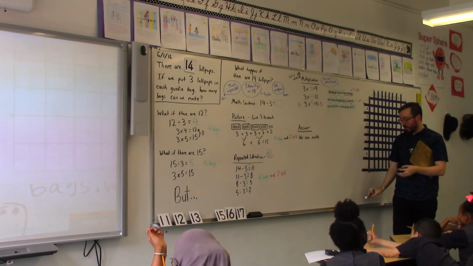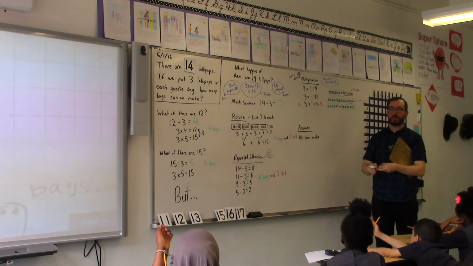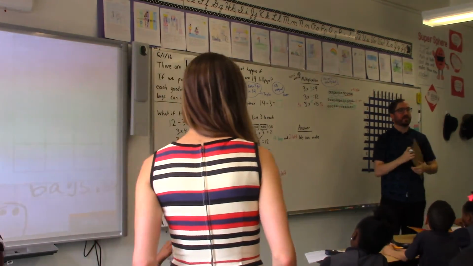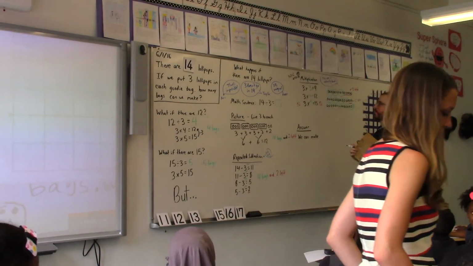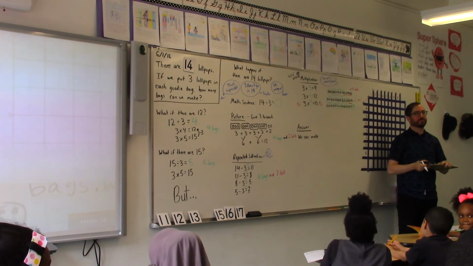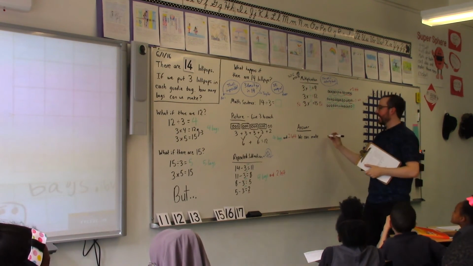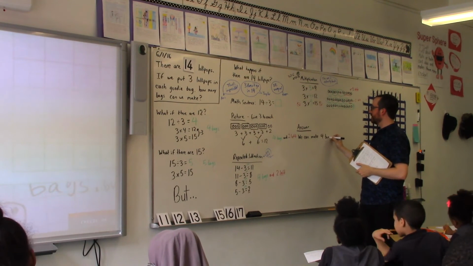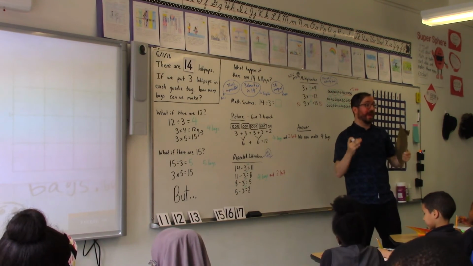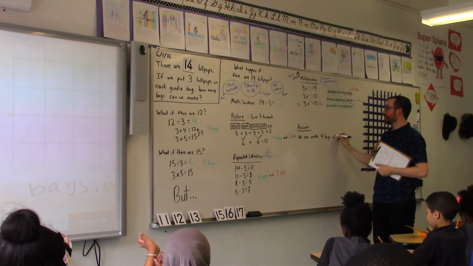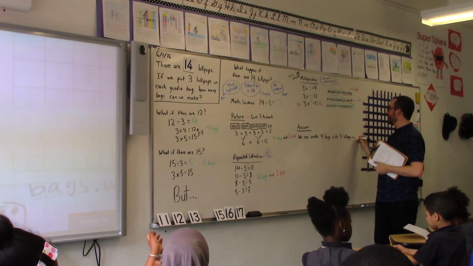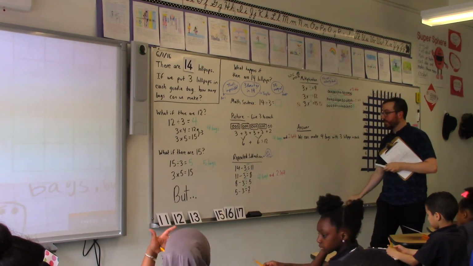So, what is our full sentence answer? How many bags can we make? Jeremy. We can make 4 bags. Okay, we can make 4 bags. This is the time you can pick up your pencil and write along if you have it. What do we know about the bags? We have 4 bags with 3 lollipops in each.